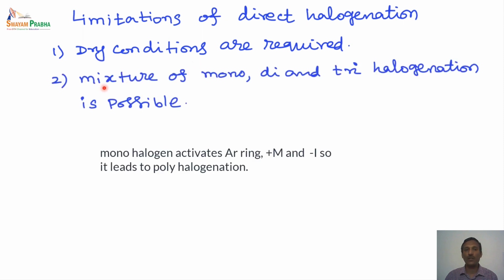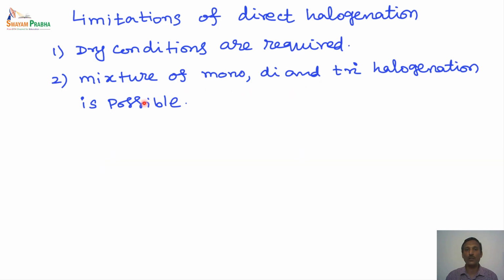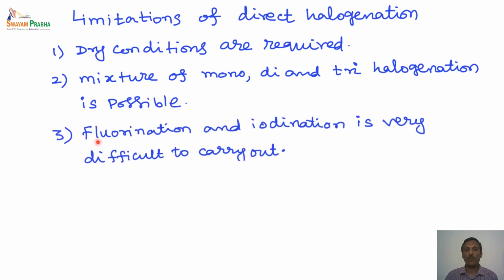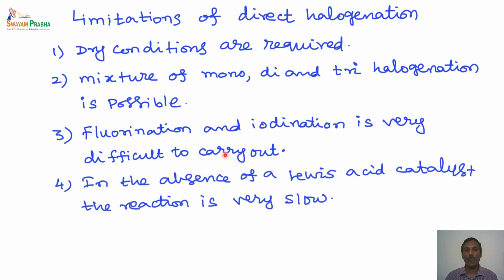And the second, as we mentioned, a mixture of mono, di and trihalogenation is possible, that is polyhalogenation is possible. And another major drawback for this one is that fluorination and iodination are very difficult to carry out. In other words, generally direct halogenation does not give aryl fluorides and aryl iodides. And the last important thing is, in the absence of the Lewis acid catalyst, that is the in situ generated Lewis acid catalyst, if it is not formed in that reaction, then the reaction becomes very slow. So these are all the major limitations of the direct halogenation method.